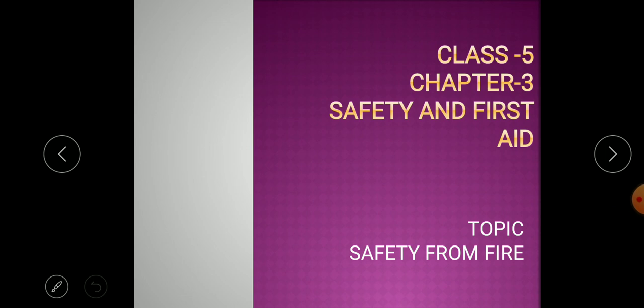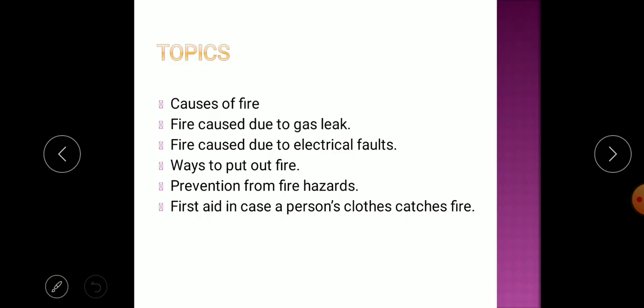Today, we are going to start with Chapter 3 of Science, that is Safety and First Aid. Topic: Safety from Fire. So, today we are going to learn about causes of fire, fire caused due to gas leak, fire caused due to electrical faults, ways to put out fire, prevention from fire hazards, and first aid if a person's clothes catch fire.